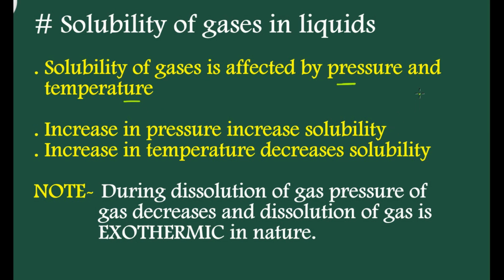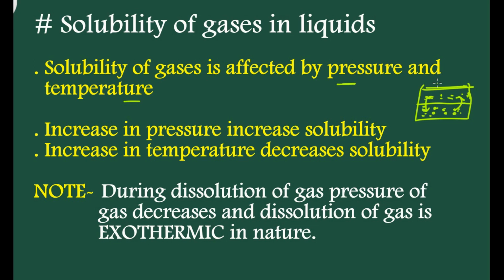How is it possible? For example, there is a closed container and there are gaseous particles above the surface of the liquid, and there is a piston without weight. Now the condition is equilibrium. This is your solution and this is your gas. Now it is in equilibrium, meaning the gaseous particles which were dissolved in the solution are coming up into the gaseous phase, and from the gaseous phase the particles are going down into the solution phase.